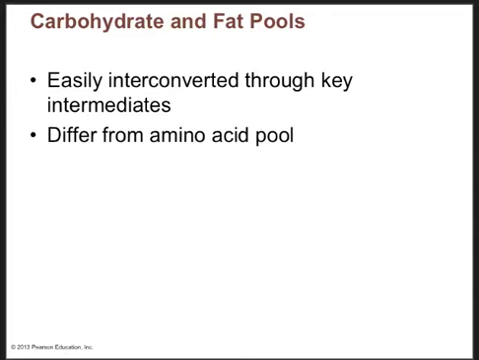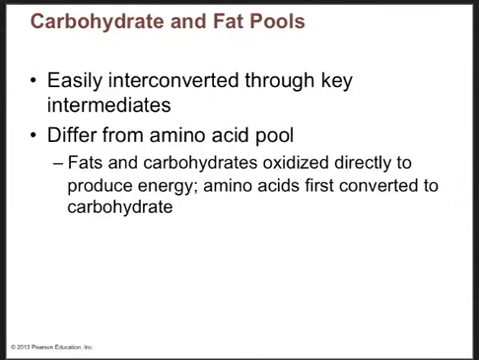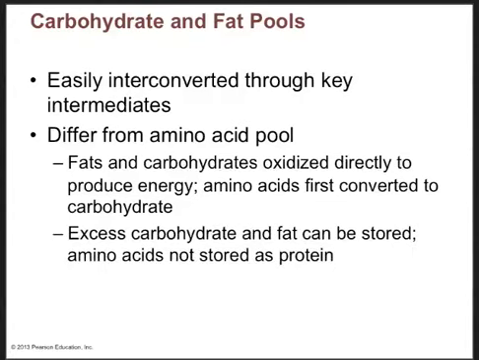These differ from the amino acid pool. Here we're talking about the carbs and the fats taken together. Fats and carbs are oxidized directly to produce energy. Amino acids have to first be converted into a carbohydrate or into a keto acid in order to extract energy from them. We can't directly use the amino acid right off the bat. Excess carbs and fat can be stored in the body, primarily as animal starch or as adipose tissue. Amino acids, however, are not stored as protein. The body doesn't set aside amino acids as a fuel store for future use.